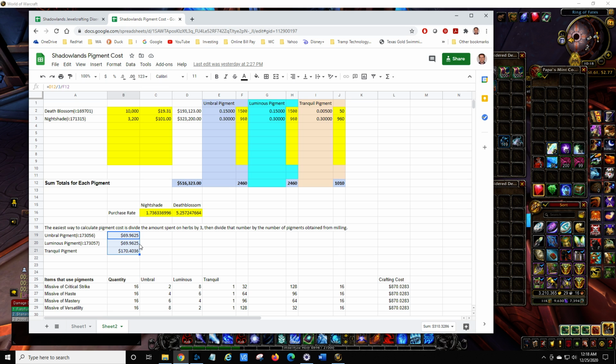Now, one of the other things I've noticed is that luminous pigment is way cheaper than umbral pigment, and umbral pigment is pretty high up, maybe double or triple the luminous pigment. So the market is actually valuing umbral pigment more. So I've been thinking, how can I adjust this number to be more accurate?